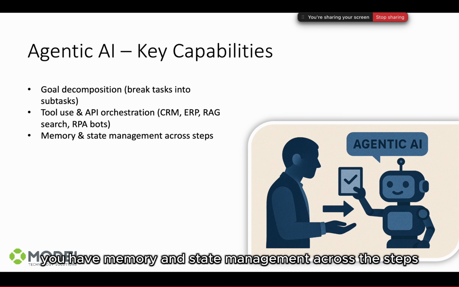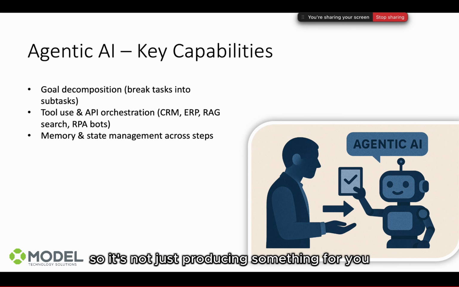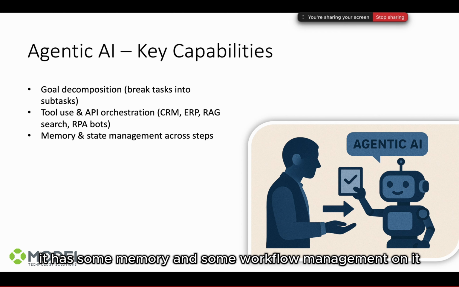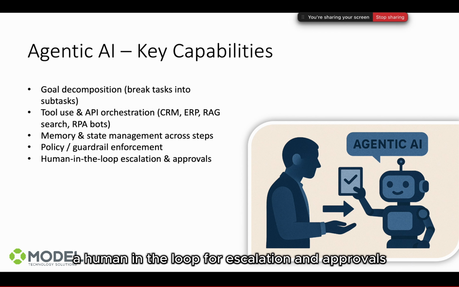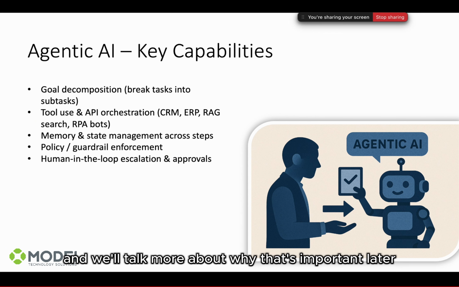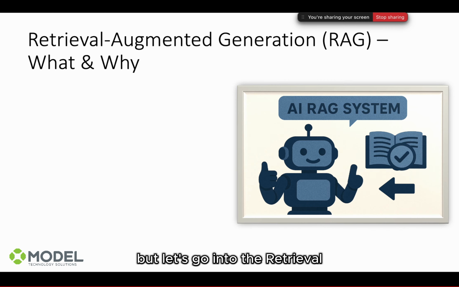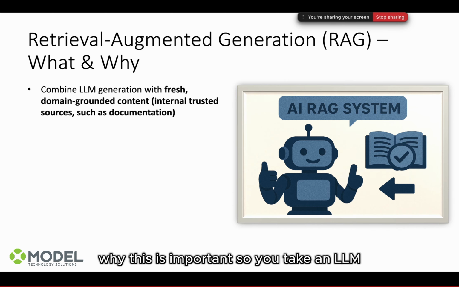You have memory and state management across the steps, so it's not just producing something for you, it has some memory and some workflow management on it. You have policy and guardrail enforcement, a human in the loop for escalation and approvals, and we'll talk more about why that's important later. But let's go into the retrieval augmented generation, or the RAG system, why this is important.